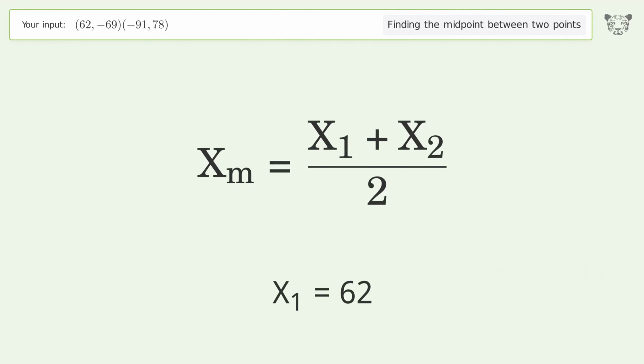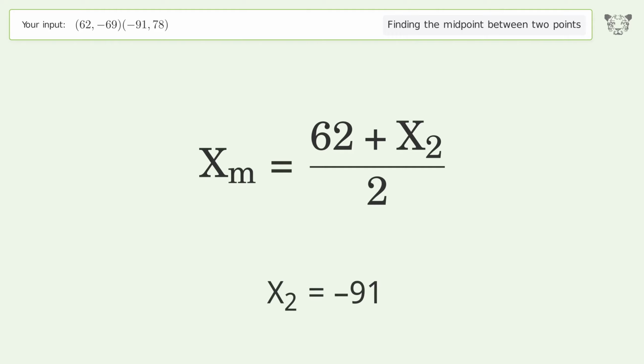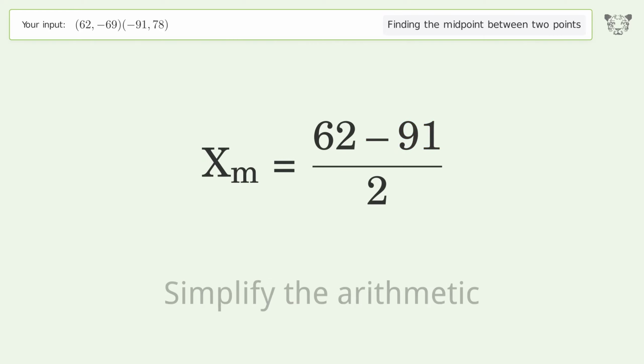x1 equals 62. x2 equals negative 91. Simplify the arithmetic.